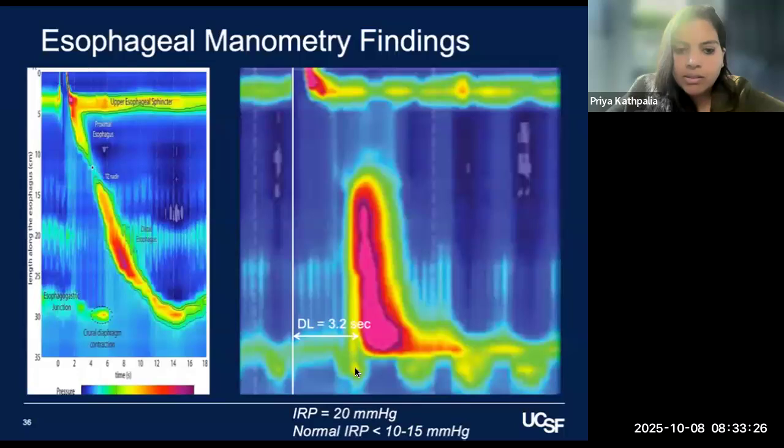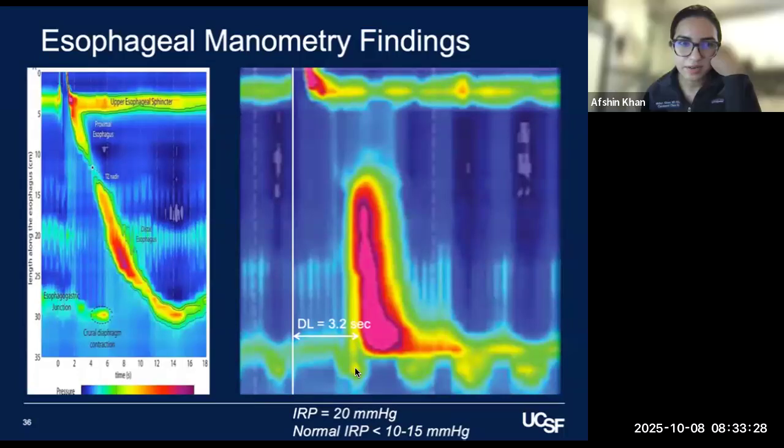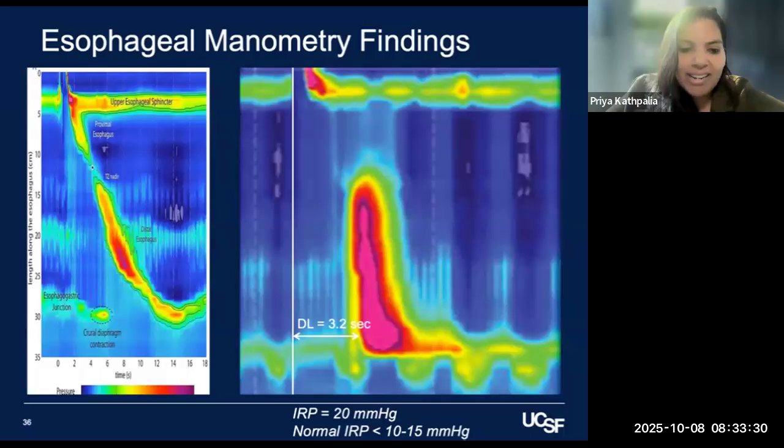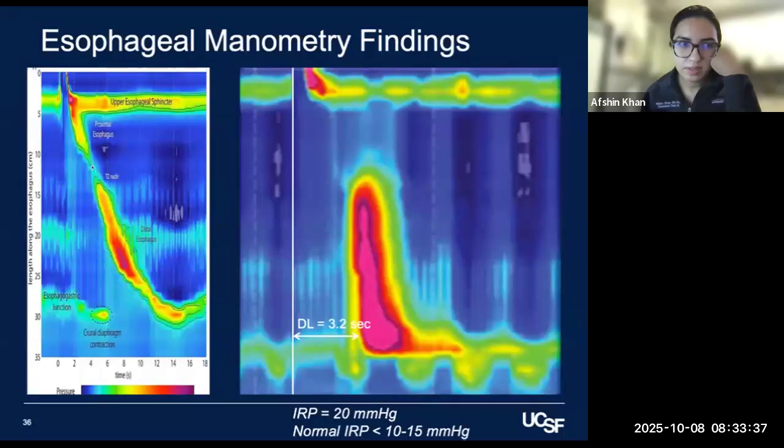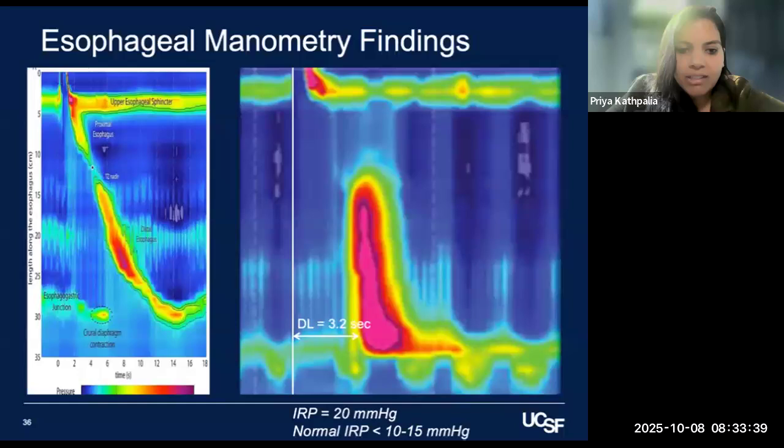Perfect. I think that's all I have right now. Okay. So what kind of achalasia is this if the distal latency is short? You can phone a friend. Type 3. Type 3, exactly. So perfect, Afshin, thank you.